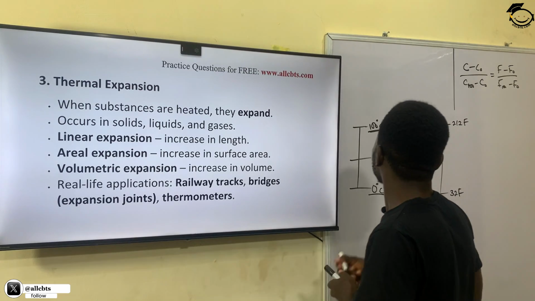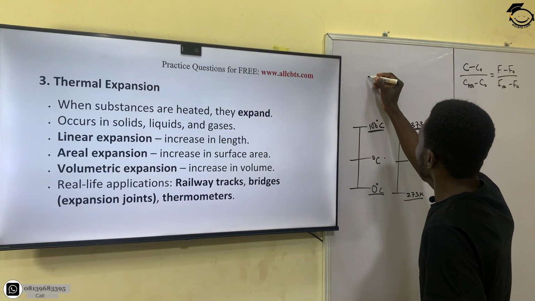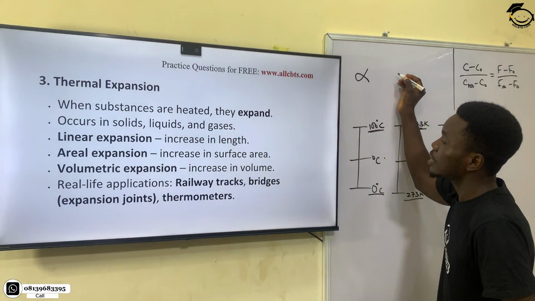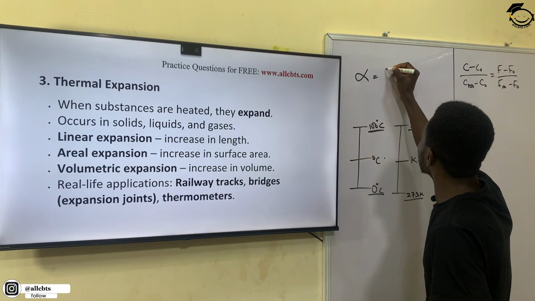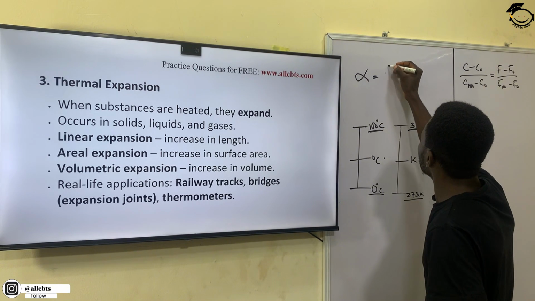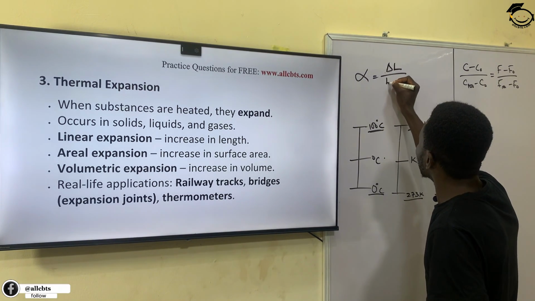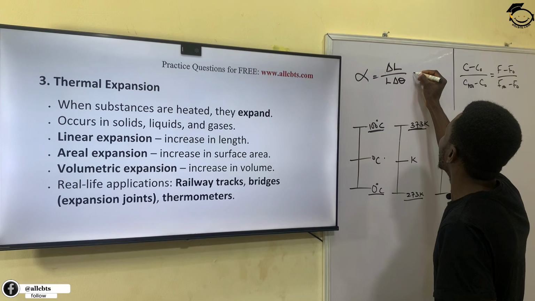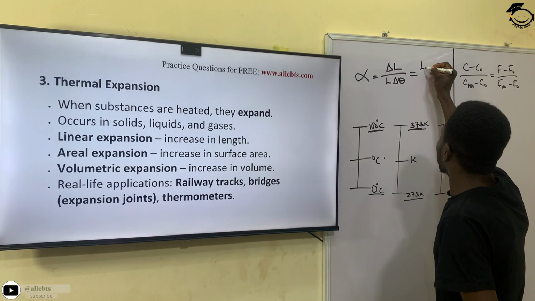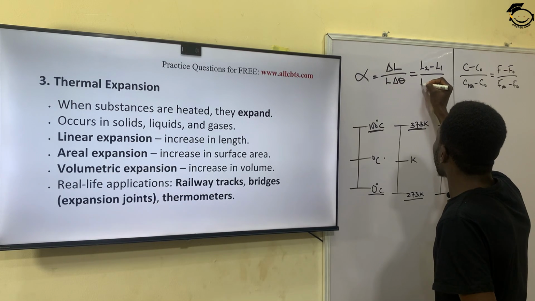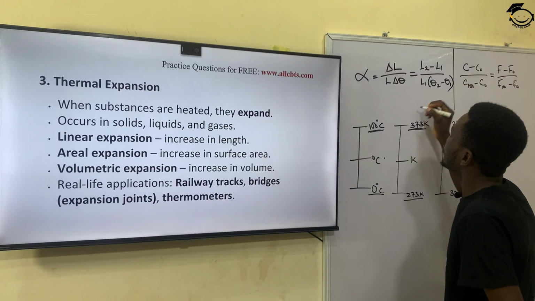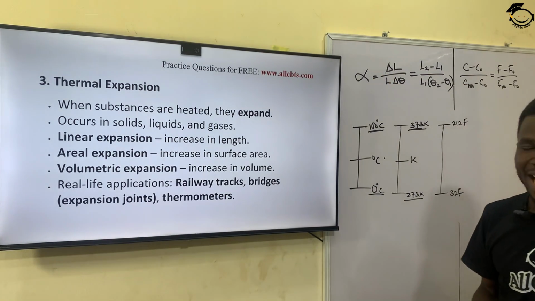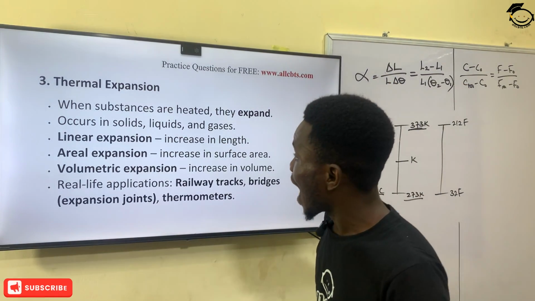Linear expansivity, we denote it with alpha, and it is the increase in length, that is the change in length, all over length, change in temperature, which is the same as saying final length minus initial length, all over initial length, final temperature minus initial temperature. So this is linear expansivity or linear expansion.